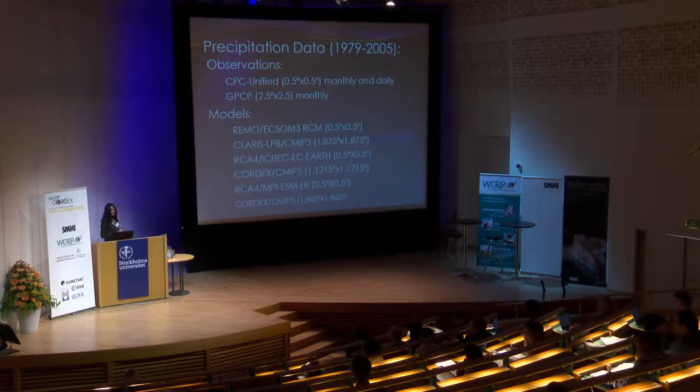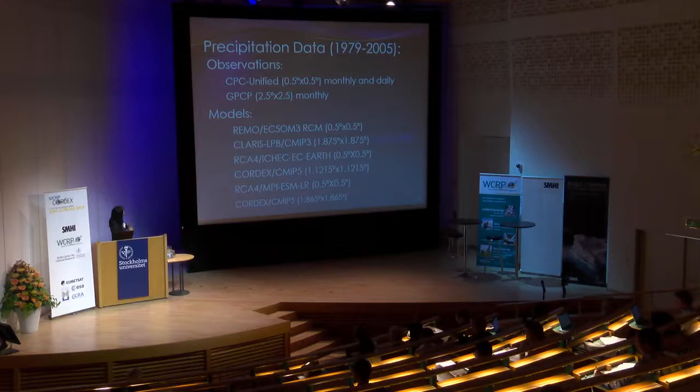The observed data used for this evaluation comes from the CPC Unified data set, which is daily data covering the period from 1979 to 2005 in a 0.5 degree resolution, and also the precipitation data from GPCP, monthly data on a low resolution. And then the analysis was focused on three different regional climate models. One is the REMO model, driven by the ECHAM5. It's an MPI model belonging to the last CMIP3 generation. And the other two models are RCA4, driven by two different global models from the CMIP5 generation, under the CORDEX data sets available.